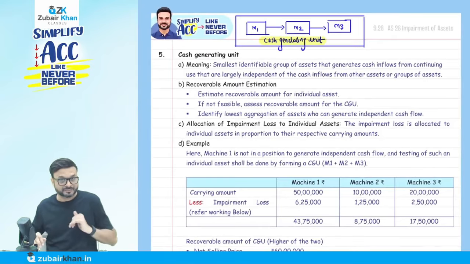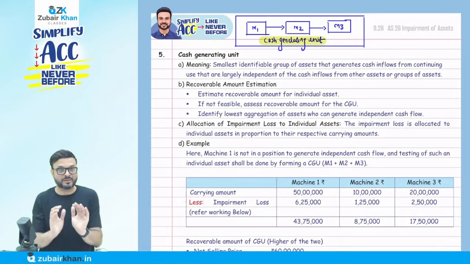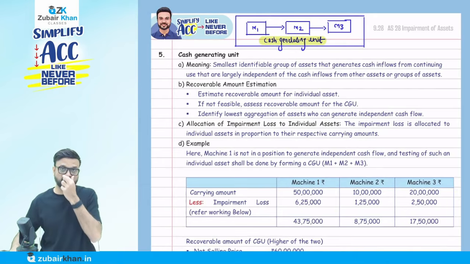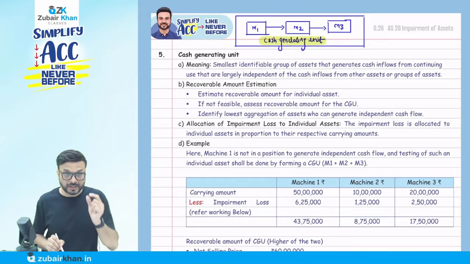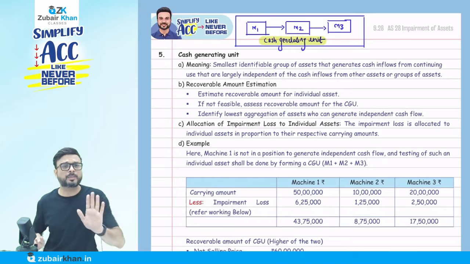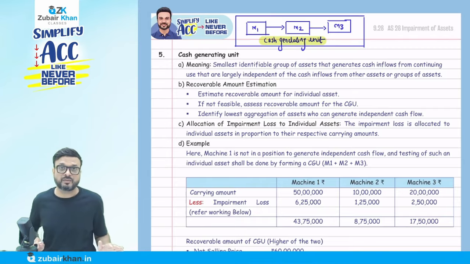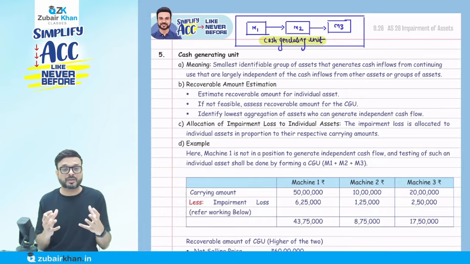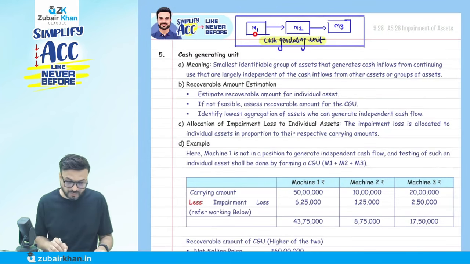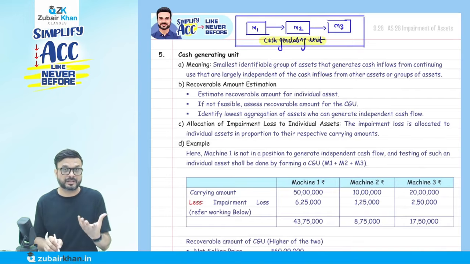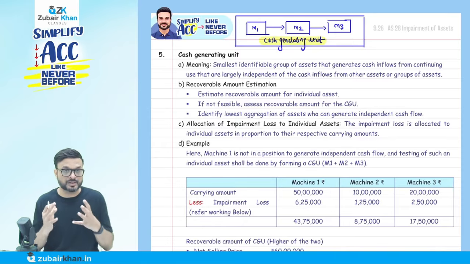But obviously, I am going to cover all the concepts, so you have to listen to me. The next concept is the cash generating unit. What is this cash generating unit? If an individual asset is not able to generate cash, then we merge the smallest group of assets so that as a group they can generate cash. For example, machine 1 cannot generate cash individually, so machine 1, machine 2 and machine 3 will club together because as a group they can generate cash. So we call them a cash generating unit. It's a group of assets.